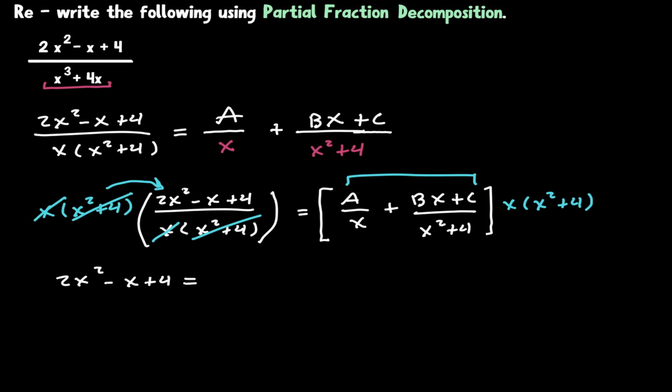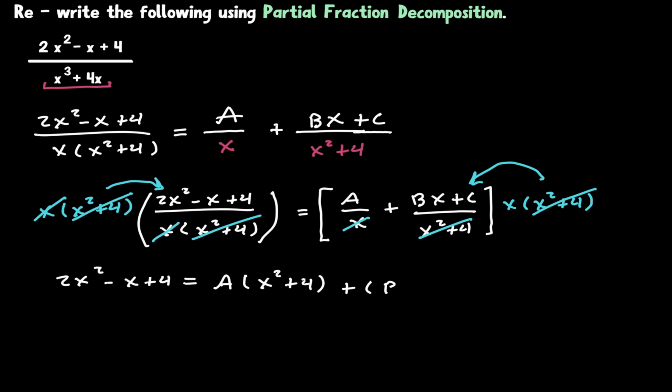Keep in mind that this expression has two terms, so we need to distribute this multiplication. When I perform my first distribution, the expression x will cancel out with the expression x. So the only thing that is going to be left is A times x squared plus 4. And when we distribute to the second term, the expression x squared plus 4 will cancel out. So the only thing that's going to be left to be multiplied is the expression Bx plus C times x.